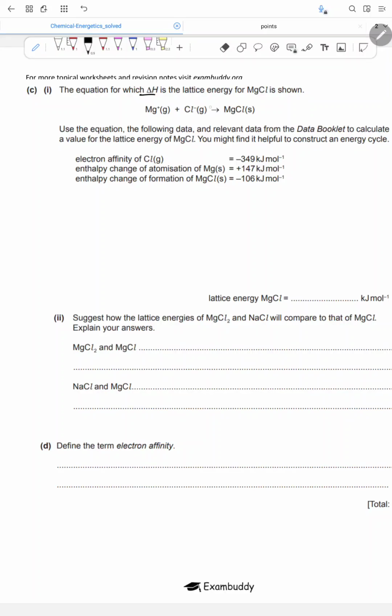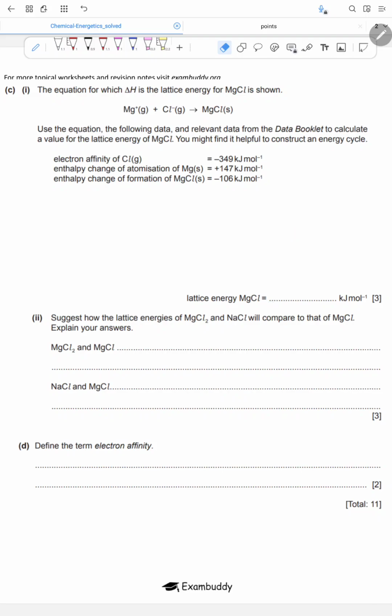Delta H is the enthalpy change; the lattice energy for MgCl is shown. Use the equation from the following data, and the relevant data from the data booklet, to calculate a value for the lattice energy of magnesium chloride. You might find it helpful to construct an energy cycle. Right, so it's a Born-Haber. We have to construct a Born-Haber cycle.